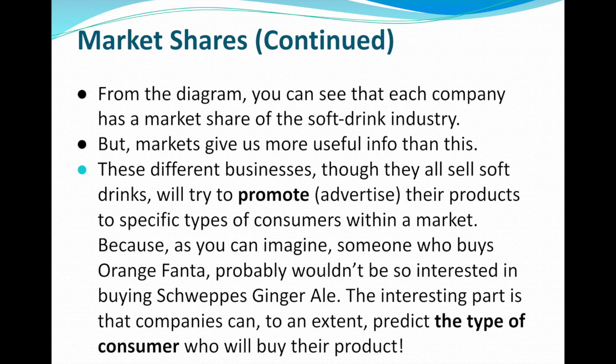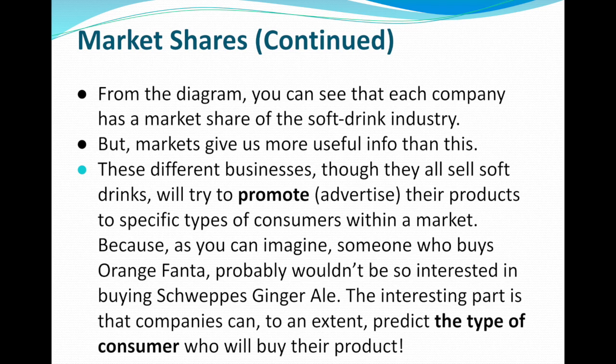So from that diagram, you can see that each company, or each product in this case, has a market share of the soft drink industry. And so what that means is that a percentage of sales go towards this company or this product. But markets give us more useful information than this. Now, when we look at the market of, say, soft drinks, all of these different suppliers are trying to promote their product to their customers. But different customers are going to buy different things.